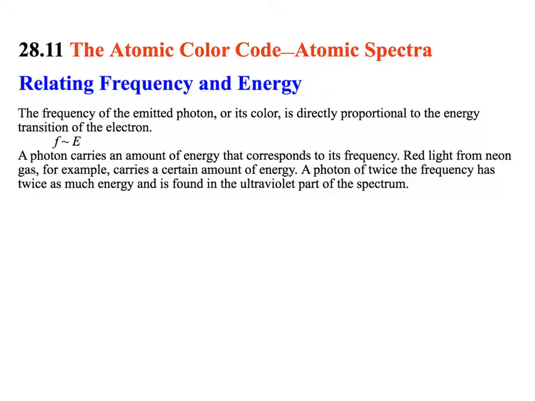All right, relating frequency and energy. The frequency of the emitted photon, or its color, is directly proportional to the energy transition of the electron. So frequency and energy are very close. A photon carries an amount of energy that corresponds to its frequency. Red light from the neon gas, for example, carries an emitted amount of energy. A photon of twice the frequency has twice as much energy and is found in the ultraviolet part of the spectrum.